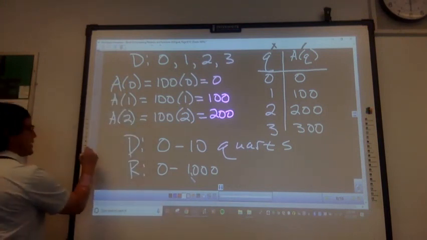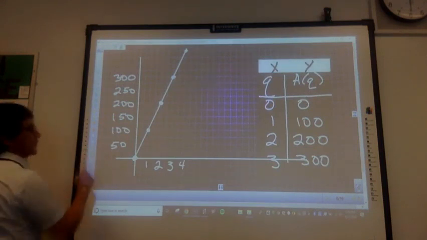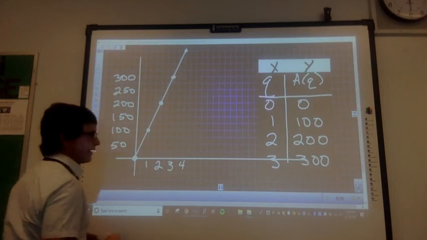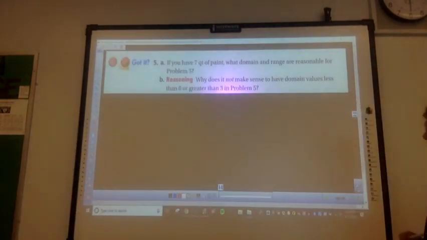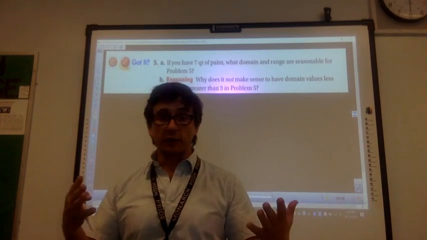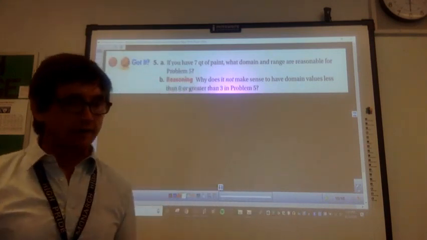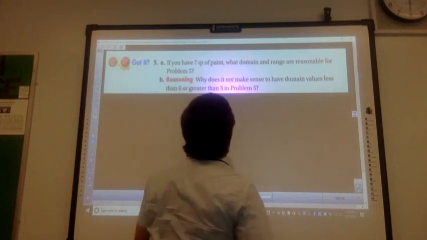All right, so I saw another question here, which helped me realize I forgot to put 2 examples on there. It says if you have 7 quarts of paint, what domain and range are reasonable for problem 5? So if you have 7 quarts of paint, from 0 to 7 would be reasonable with quarts. You don't have the 8th quart, so you can't do it. But 0 to 7 works for that.